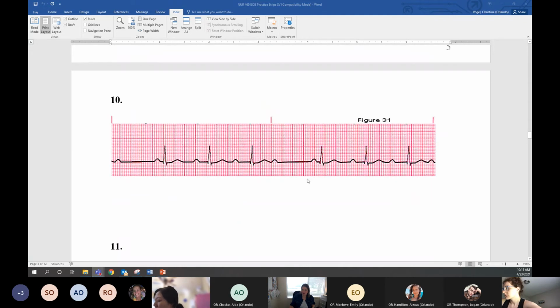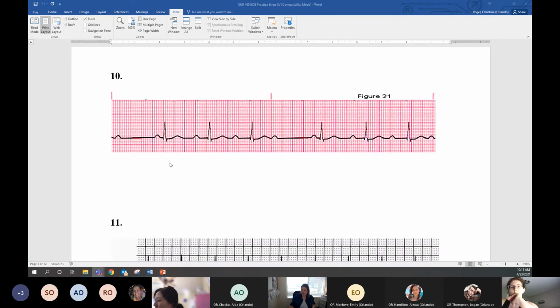Okay, so there's a couple things that I like on here. I see narrow QRSs, but I'm already seeing that some QRSs are being dropped. So where do we start with this one? We already know if a QRS is being dropped, what do we have? A block. We have a block. Absolutely. We have a block, but we now have to figure out which one it is.